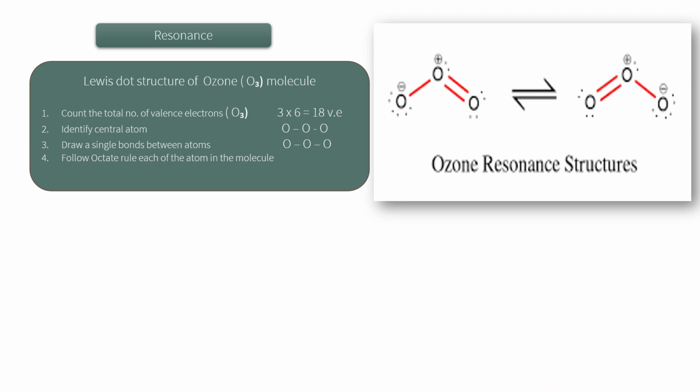Then draw a single bond between the oxygen atoms and place the remaining electrons around the oxygen atoms. Remember that each atom must follow the octet rule. If it does not satisfy the octet rule, then what do we have to do? Make a double bond between the oxygen atoms. Then we get two types of Lewis dot structures, and it is not possible to represent the molecule with two Lewis dot structures.